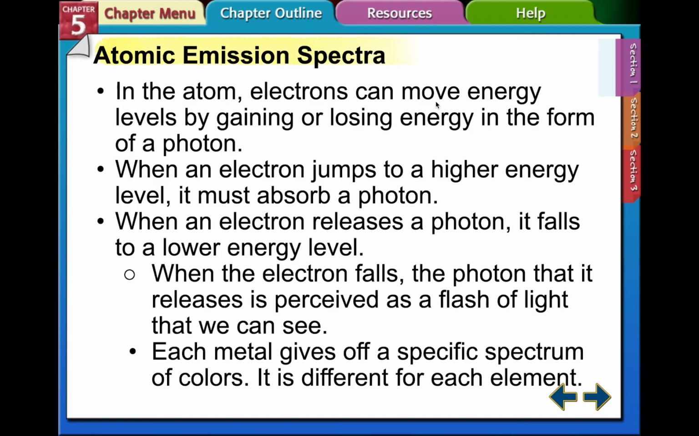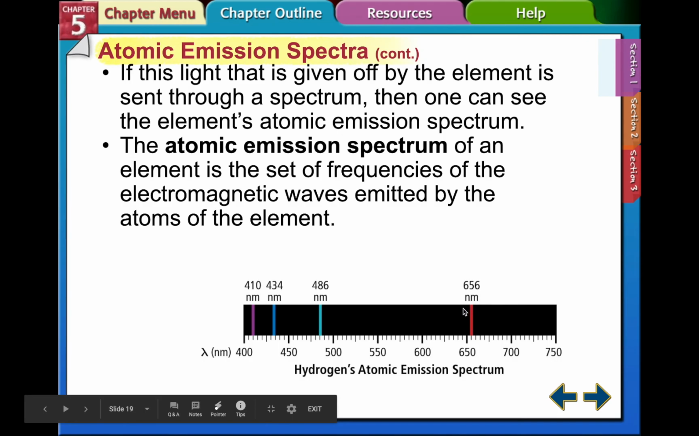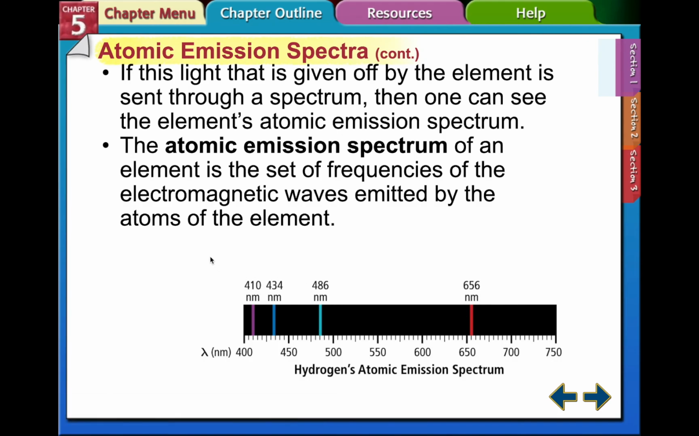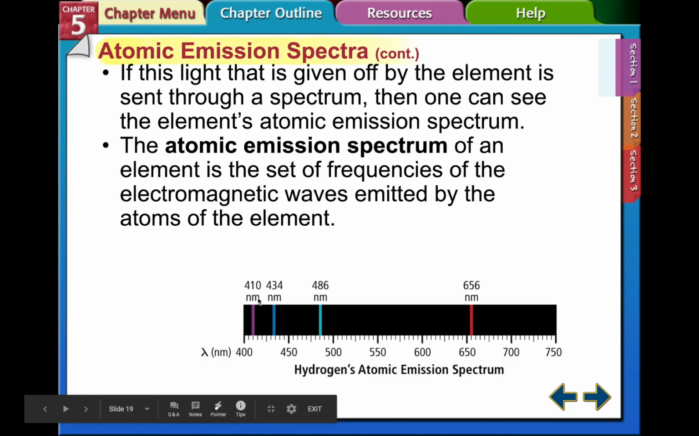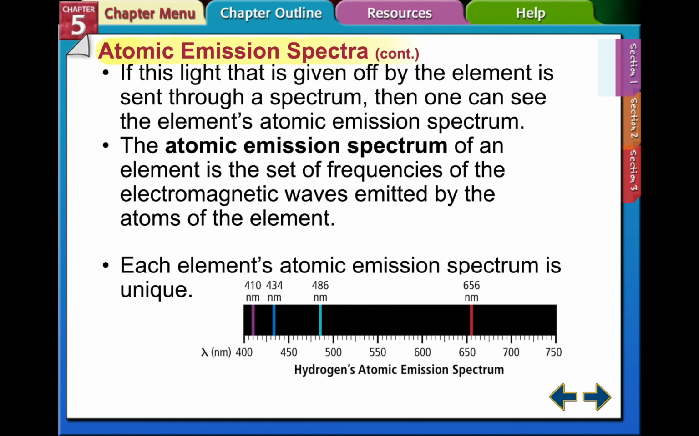Each metal gives off a very specific spectrum of colors, and each element gives off a different spectrum. For this reason, we can identify elements. So again, this is our emission spectrum here. If the light that we saw is sent through that prism, and we get these specific wavelengths, that's what we call the atomic emission spectrum of an element. It's that specific set of wavelengths that that element only gives off. Each element's atomic emission spectrum is very unique, and so we can use this for identification purposes.